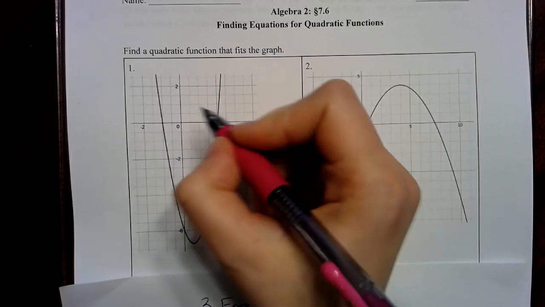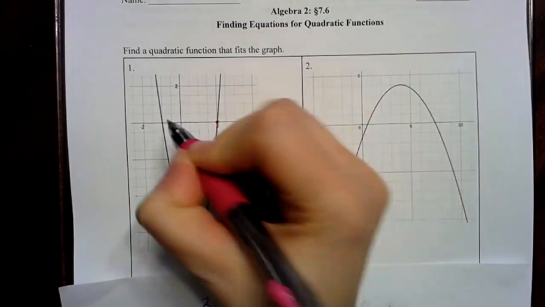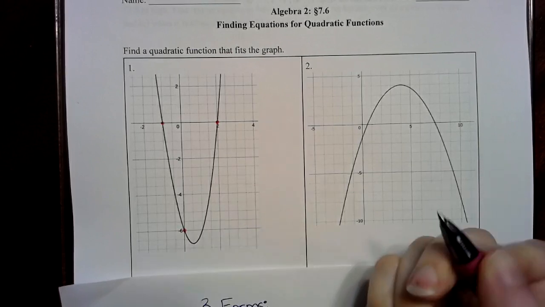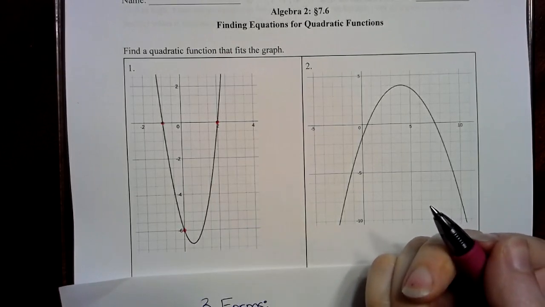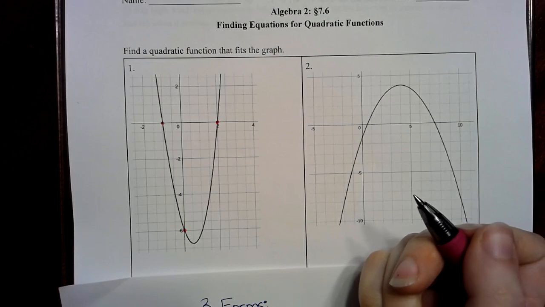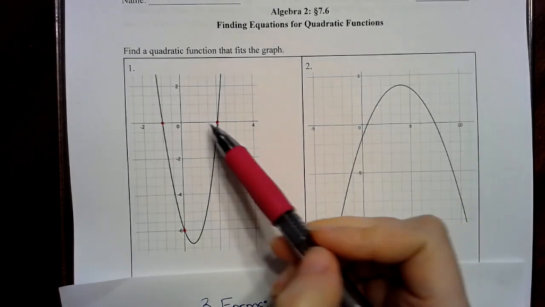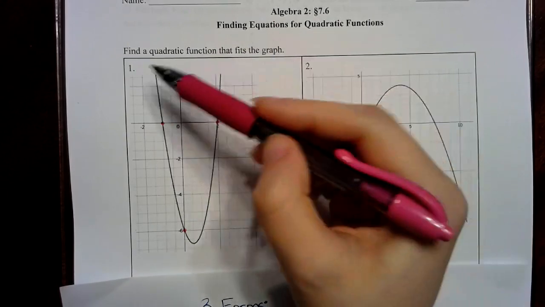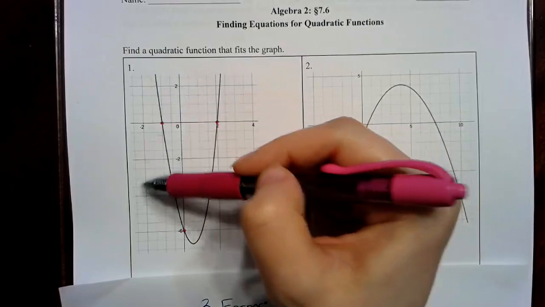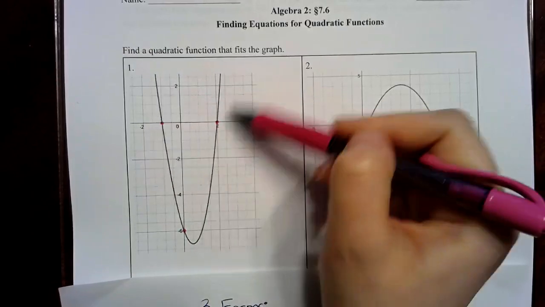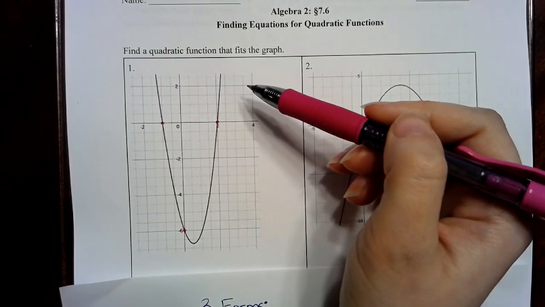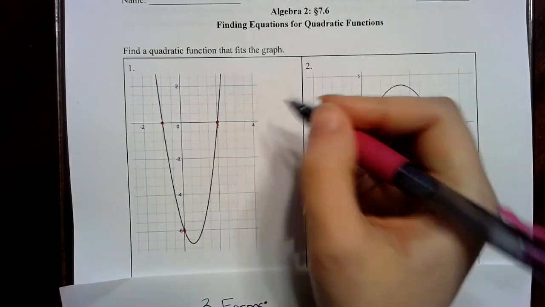But I do see that the x-intercepts look like they happen at nice coordinates. And the y-intercept also looks like it has a nice coordinate. So I'm going to use these 3 points. I need 3 because if I only use 2 points, then I would get a line, not a quadratic. There are lots of different quadratic functions that go through those 2 x-intercepts. So we're going to need a third point to figure out exactly which one it is.